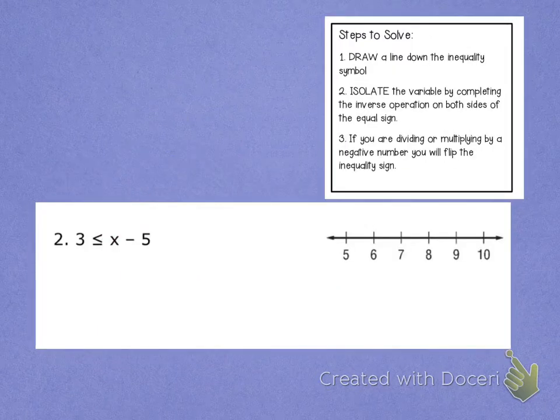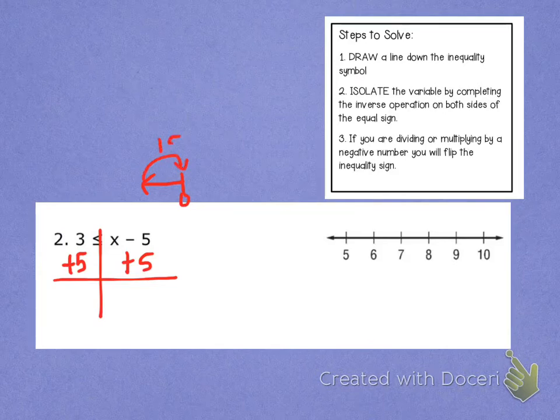Okay, so number 2, again, we're going to draw a line through the inequality symbol. We isolate the variable, so here it's x minus 6, so we're going to do the inverse operation, which is adding 6 to x instead of subtracting 5. I'm sorry, I'm saying 6, but it's 5. Negative 5 plus 5, if we're looking at a number line and we move 5 to the left from 0, and then we go back 5, we're back at 0. So we want negative 5 plus 5 is 0. Also, if they're different signs, you know that you're supposed to subtract, and 5 minus 5 is 0. So then we have just x here.